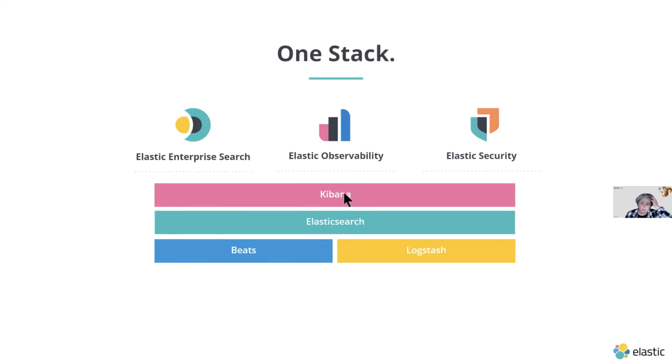Kibana is a data visualization as well as a stack management tool on top of Elasticsearch. And then we have Beats and Logstash that allow you to ingest various types of data quickly and efficiently. And then we have vertical solutions that are built on top of the stack for a specific use case. And as you can see, observability and security especially heavily play in the operational use case.